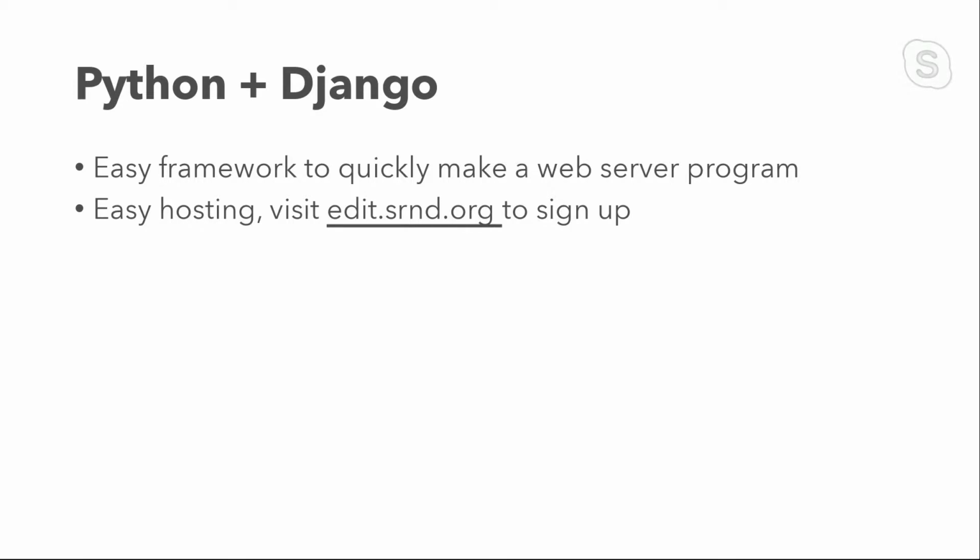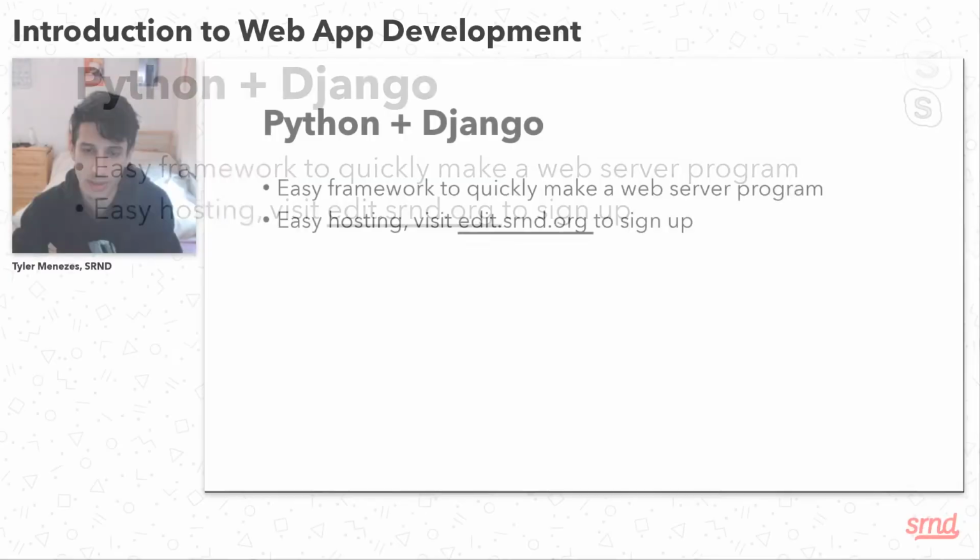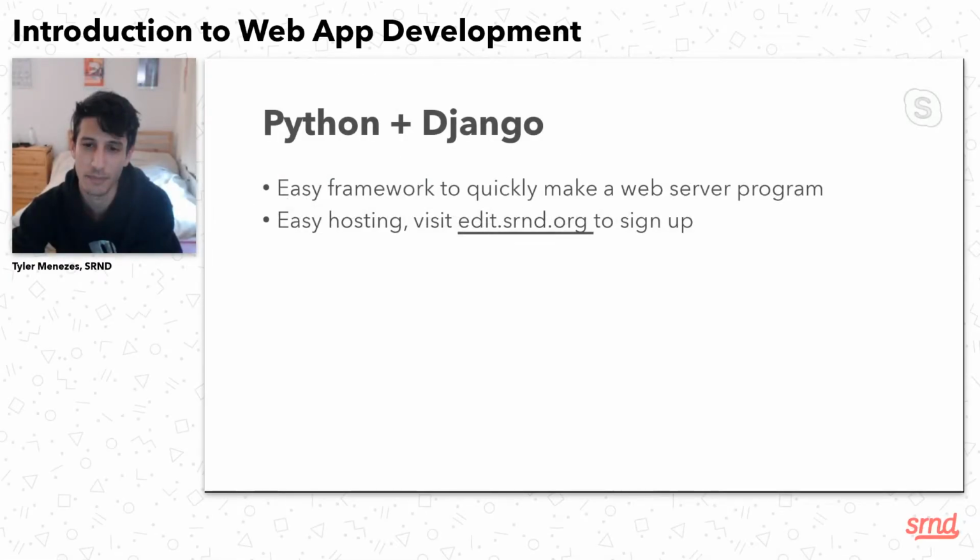Now, what are some easy ways to do this? Well, Python and Django are what we're going to use, or are what most people are going to use. So Python and Django are super neat, easy to use. It sort of does a lot for you. This is what a lot of people use if you want to use Python.